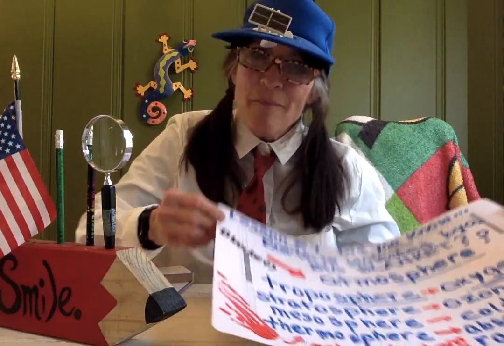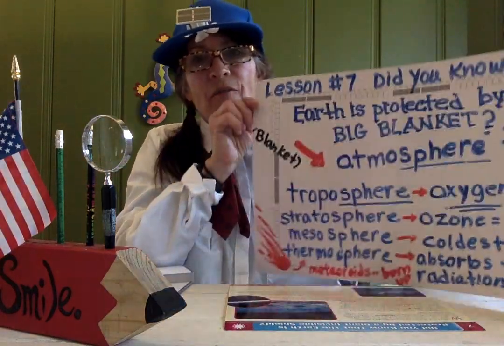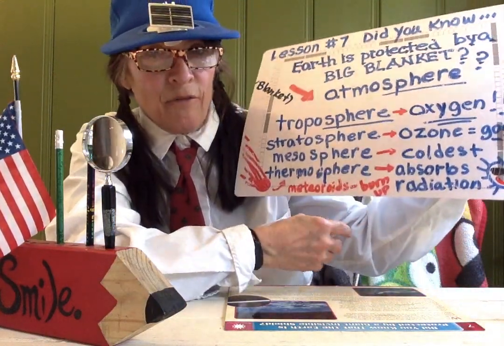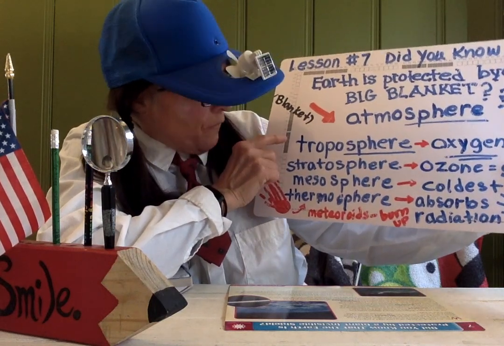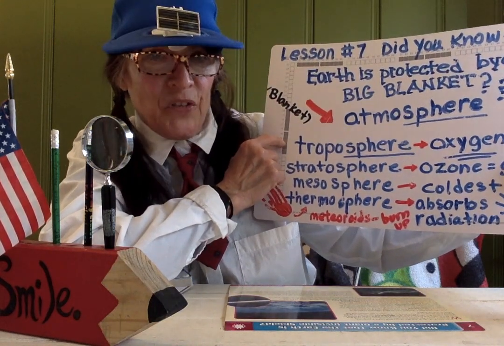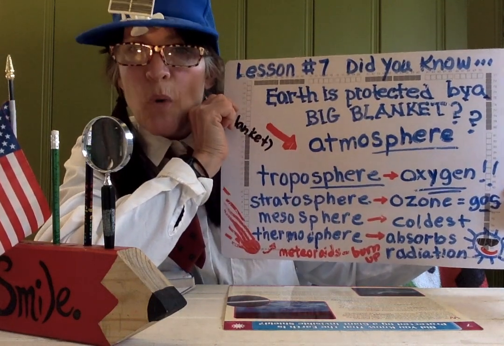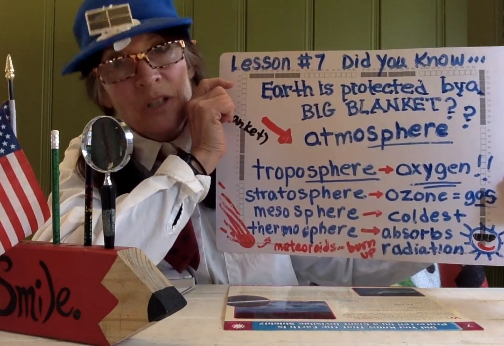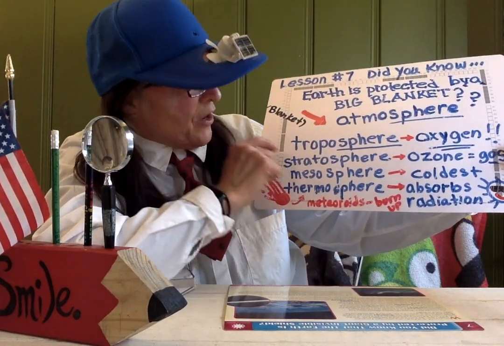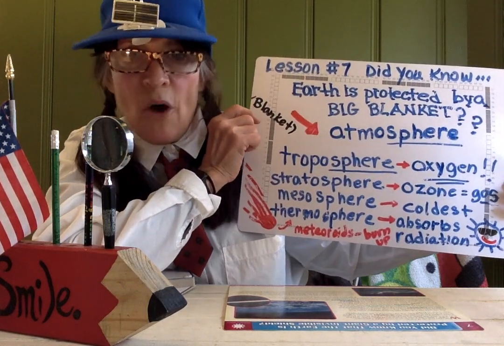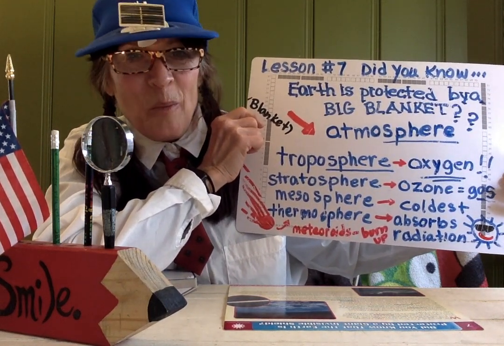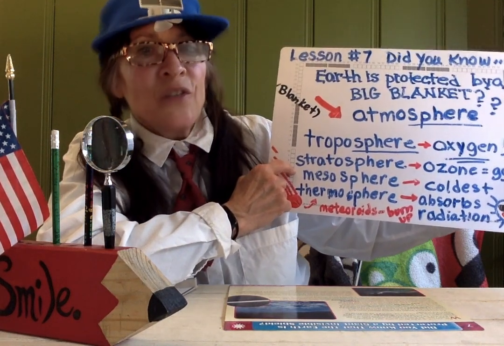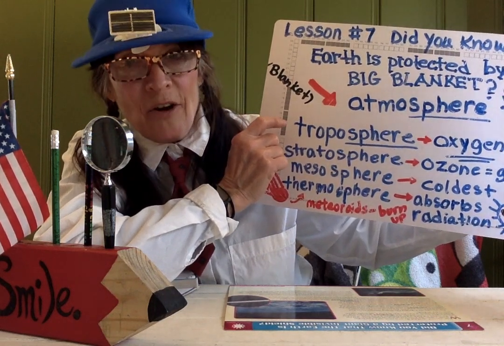So the atmosphere is actually broken down into 4 different layers. Big words, huge words. I don't know if you'll ever remember these, but let's give it a try. The first one is called the troposphere, and this one is very important to us because it gives all that important oxygen that we need to live. The stratosphere is the second one, and it contains ozone, which is a gas, and I'll tell you more about it shortly. The third layer is the mesosphere, and the mesosphere is the coldest layer.